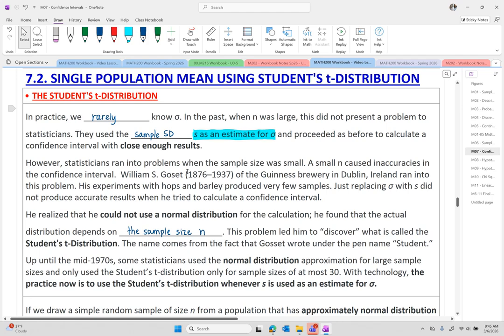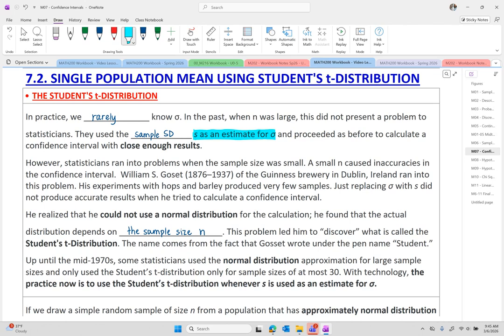So let's talk a little bit about what happens when we do statistics, but we in fact rarely know the population standard deviation. So what we do is we use the sample standard deviation as an estimate for the population standard deviation, and we proceed as before to calculate the confidence intervals, but we have more chances for error. So we have close enough results depending on the sample size.